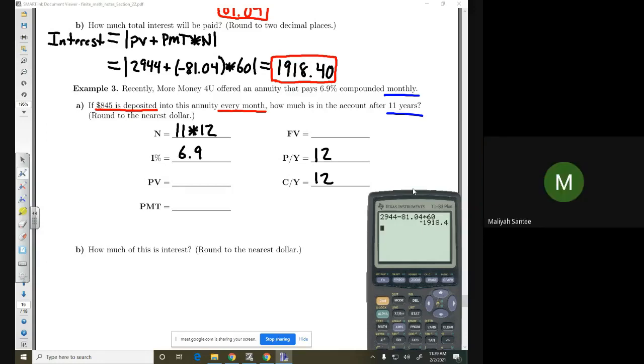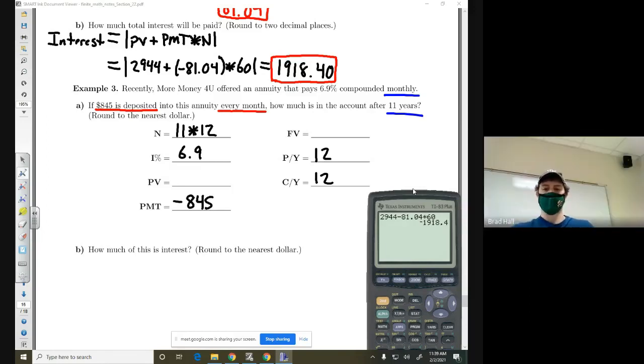Is FV 0 because you want to know how much it is in the end? Yes. So this is going to be a little bit different from the previous problems. We start off with no money. This is not a debt. This is an account that we are saving up in. So this is on the assumption you open up the account, you have no money in it. And how much is going to be in it after 11 years? That is the question. How much is in the account after 11 years?